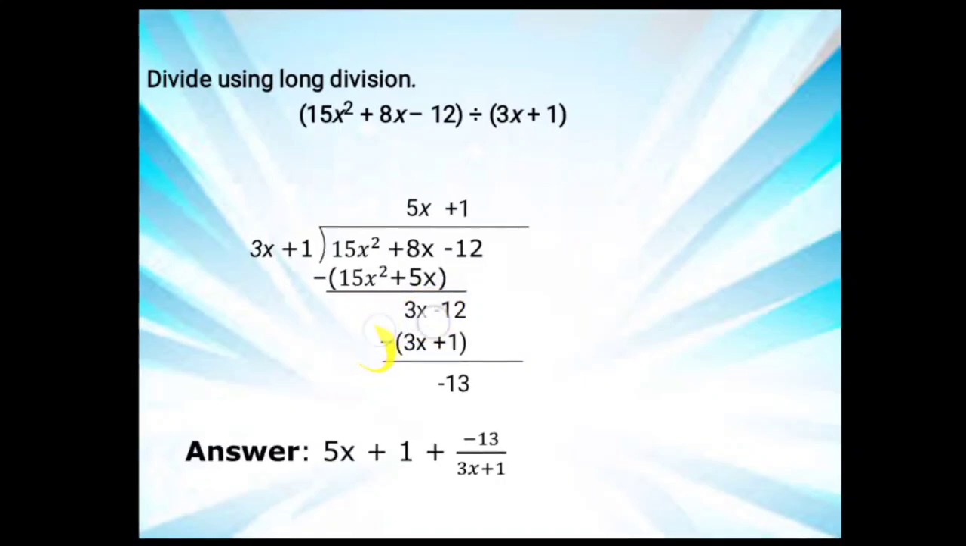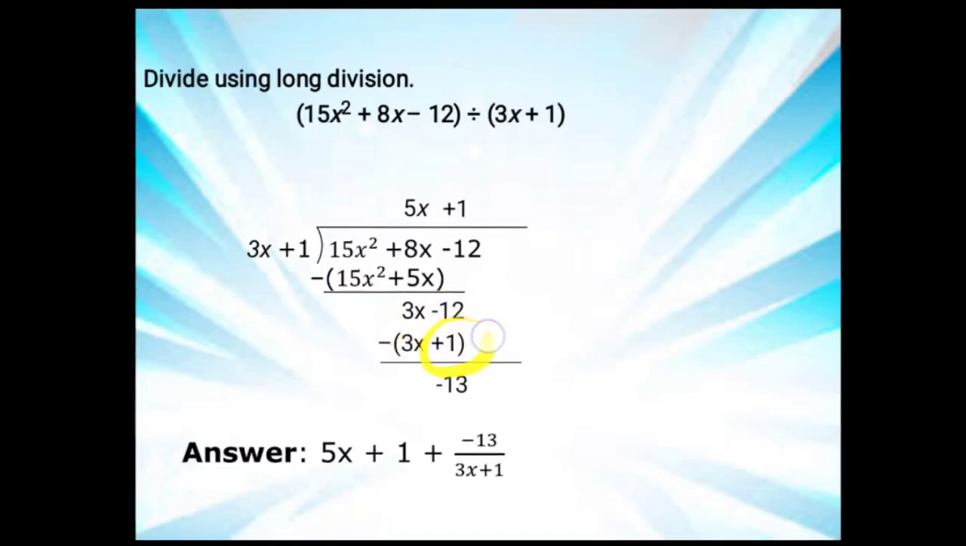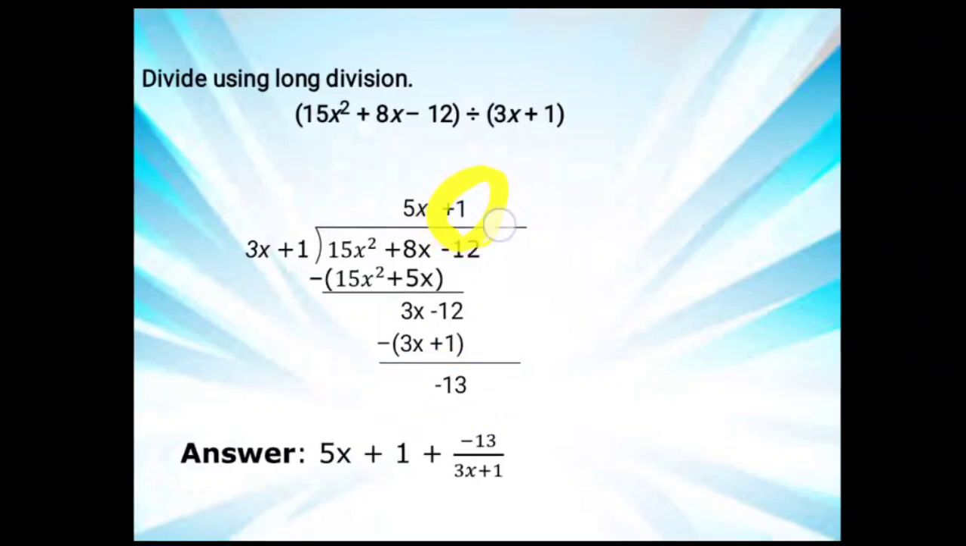3x minus 3x is 0. Then negative 12 minus positive 1. Keep, change to addition, change to negative 1. So negative 12 plus negative 1 is negative 13. Therefore, as you can see on our quotient, we have the constant. So we have to stop dividing.